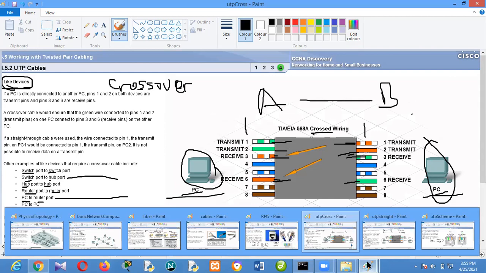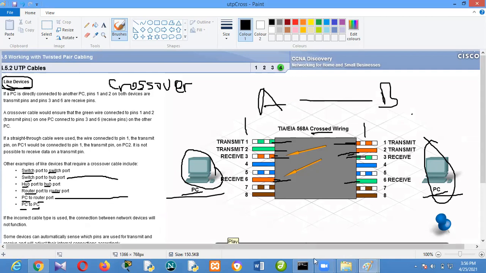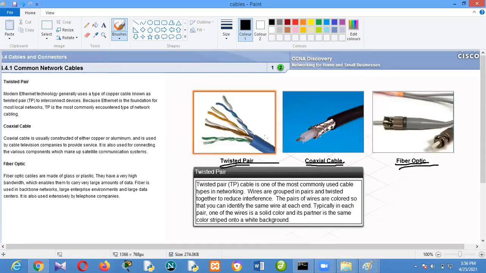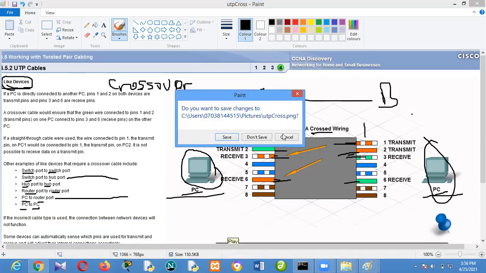Okay, so let me call it that I am done with cabling. Is there anything I need to talk about in cabling? I'm not sure.